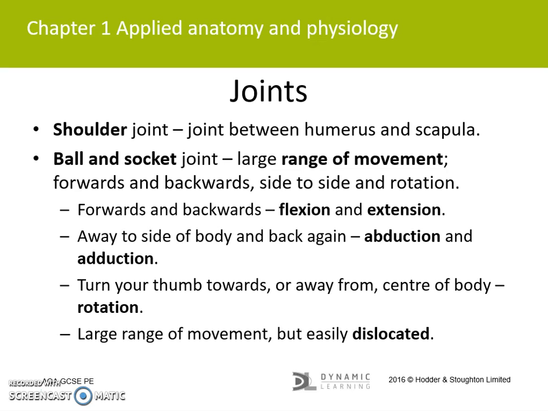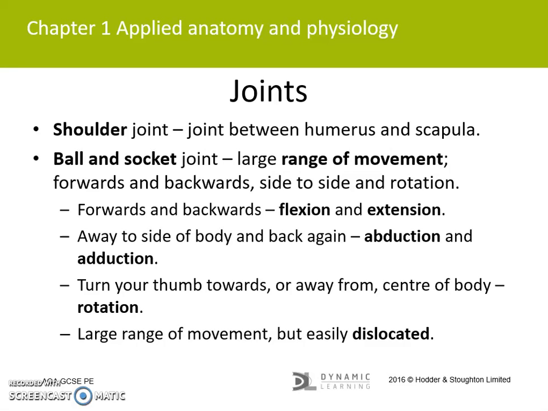So when we say the words flexion and extension of these joints, it's when you move, let's say, your hip bone or your shoulder joint forwards and backwards. That's flexion and extension. Or you can move it away to the side of the body or back again. So we've got abduction, which is when you move the joint away from the body, and you've got adduction, where it comes in towards the body. You can turn your thumb towards you. So your thumb has a ball and socket joint there. It can rotate.